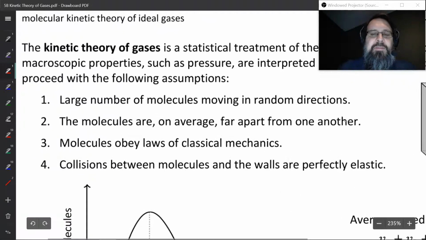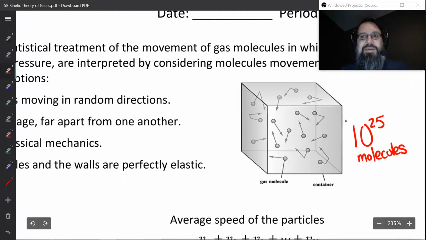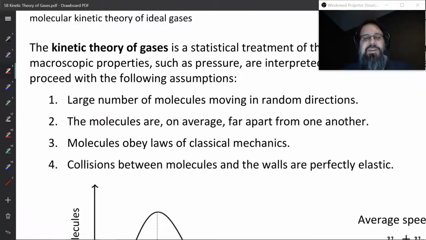These are the assumptions. The first is that you have a large number of molecules moving in random directions. So you don't just have a couple of particles, you have trillions of particles. That way the pressure is relatively constant, because there are enough collisions with the walls that it happens quickly enough. There are so many collisions per second that the pressure just ends up being constant. Also, you need a large number so that statistical averages have meaning, since we're going to be using statistical techniques.